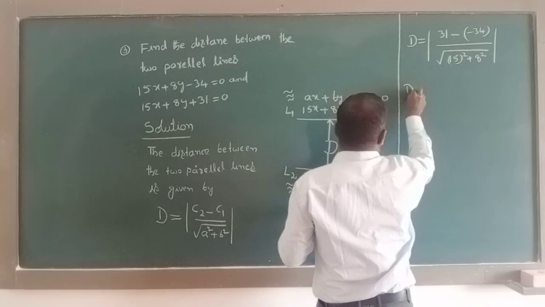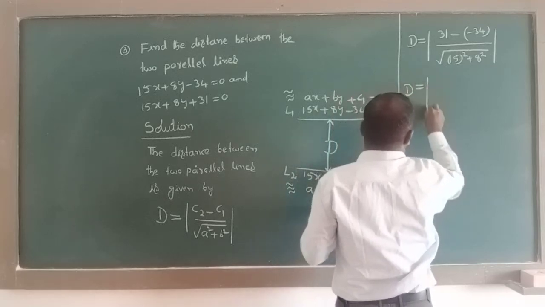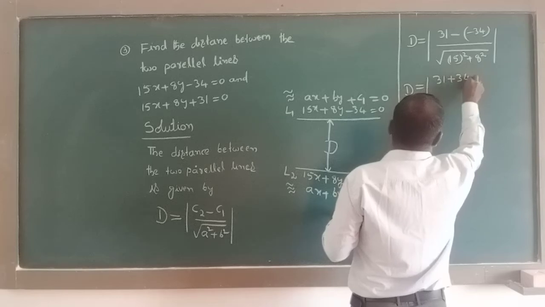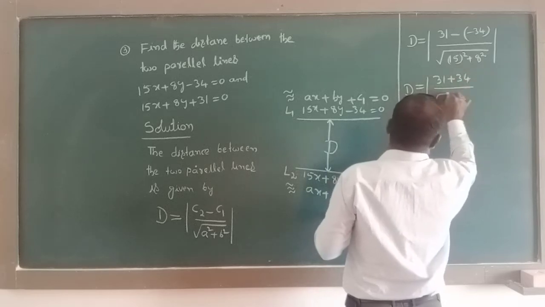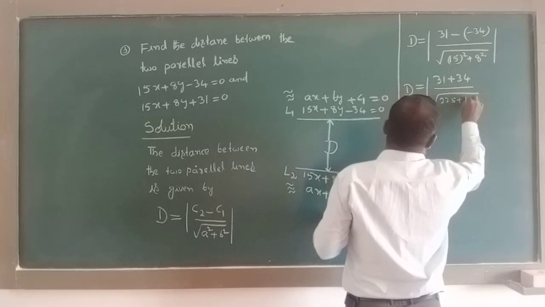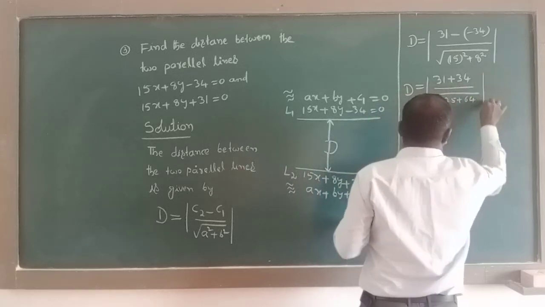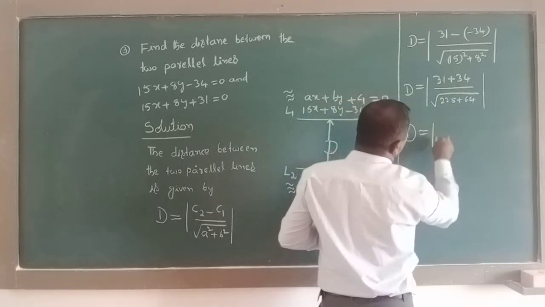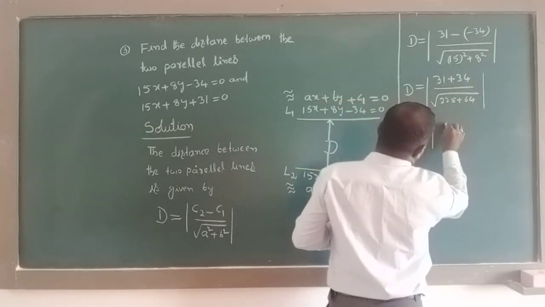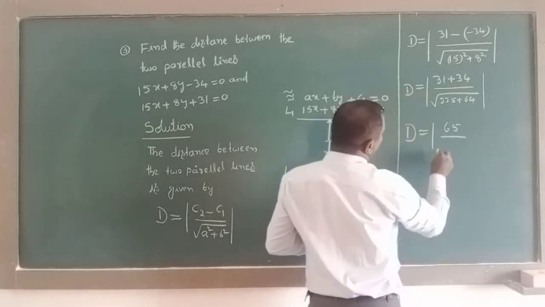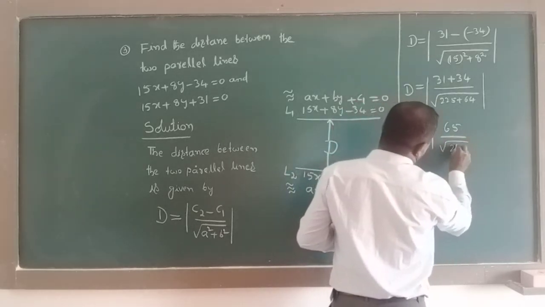D is equal to modulus of 31 minus 2 minus plus 34 whole dividing by square root of 225 plus 64. D is equal to modulus of 65 whole dividing by square root of 289.